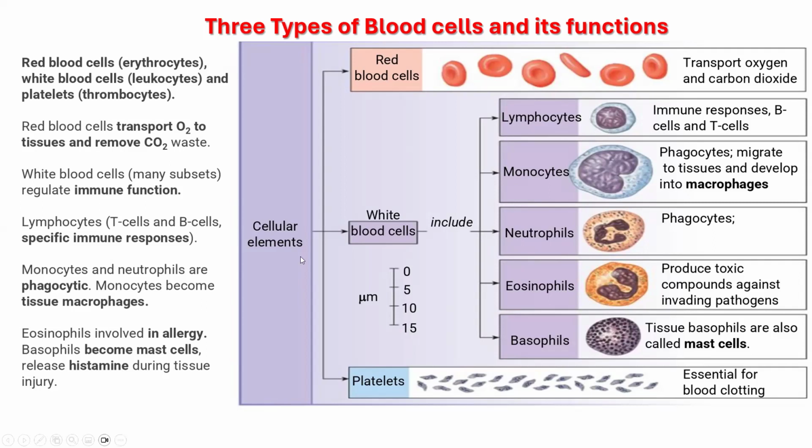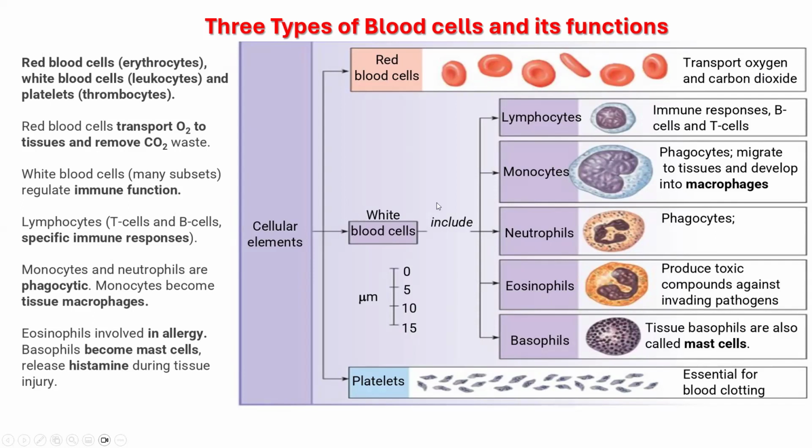So there are cellular elements. Red blood cells, which are erythrocytes, transport oxygen and carbon dioxide, and they have different shapes. It should be this way, but sometimes it is like a sickle, sometimes it is less concave, sometimes it is big, sometimes it is small, according to different blood disorders.